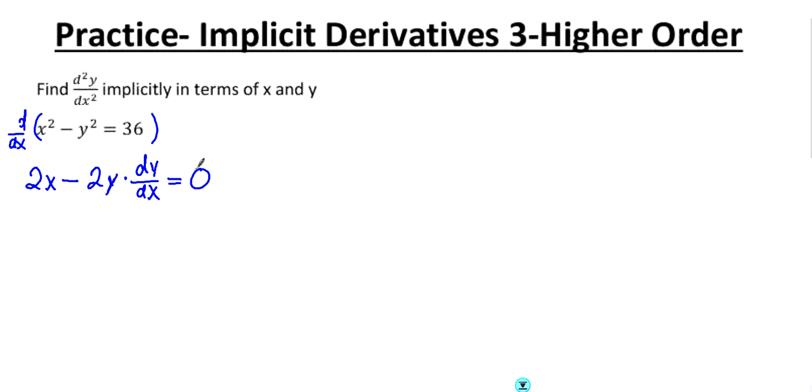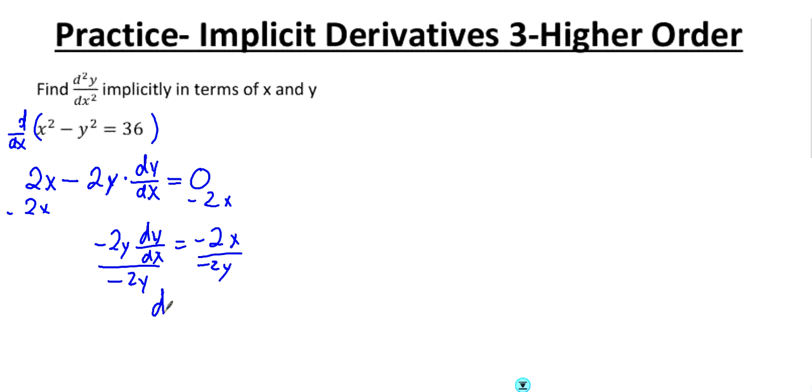So then I solve it for my dy over dx. I subtract 2x from both sides, so we get negative 2y dy over dx equals negative 2x. Divide both sides by negative 2y, so you get dy over dx equals x over y. Okay, so that's my first derivative.